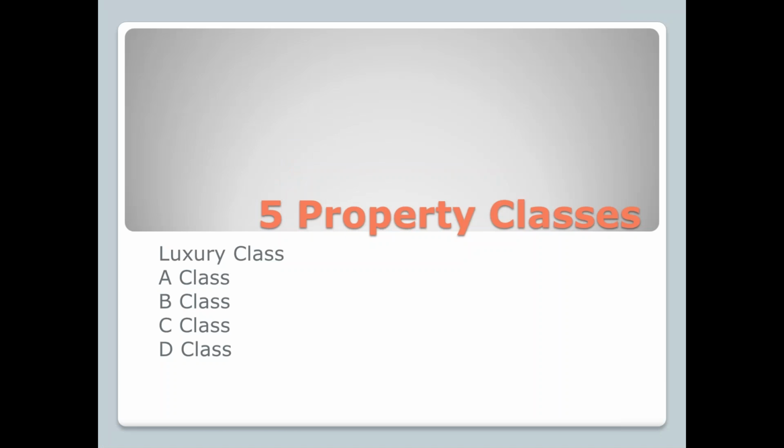Okay. Any property in the country can be classified as either luxury class, A, B, C, or D. This is a universal scale that can be used anywhere in the country, and it depends upon the median home price in a particular metropolitan market, comparing that to the value of the home. So, five property classes.